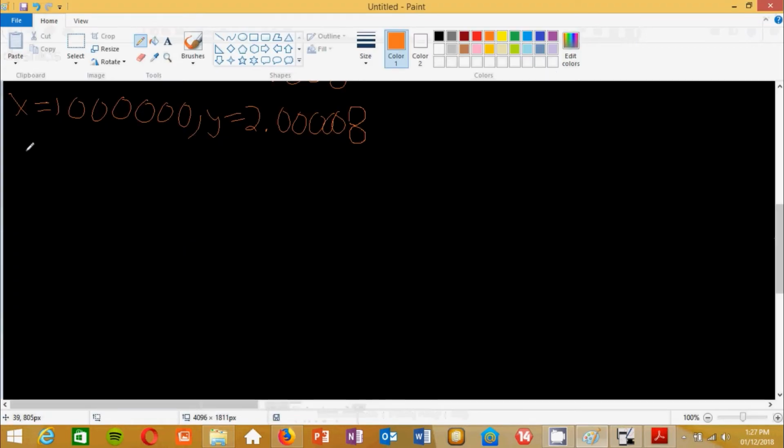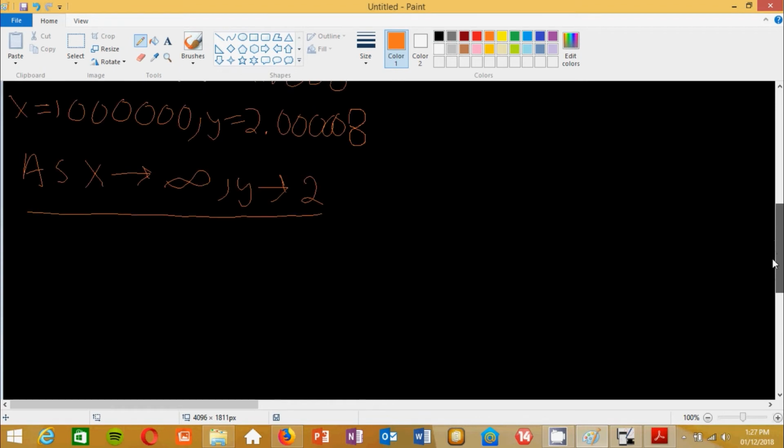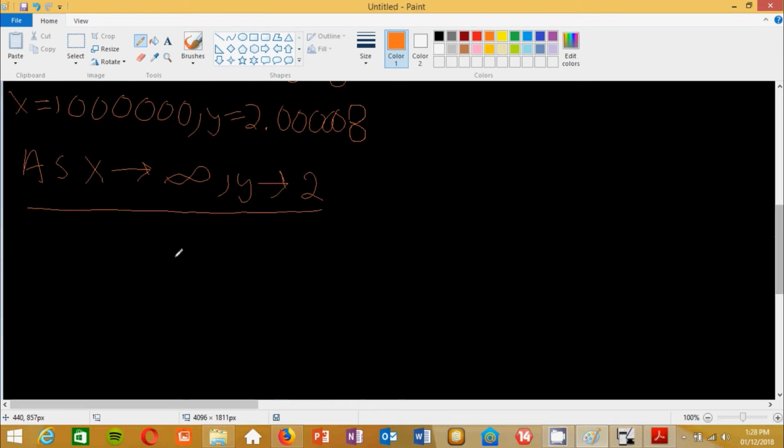So what is the conclusion? As x approaches infinity, y approaches 2. You all know what infinity is. Infinity is a very big number. Basically what we're trying to say is, as the x value of the function becomes bigger and bigger, our y value is approaching the number 2.